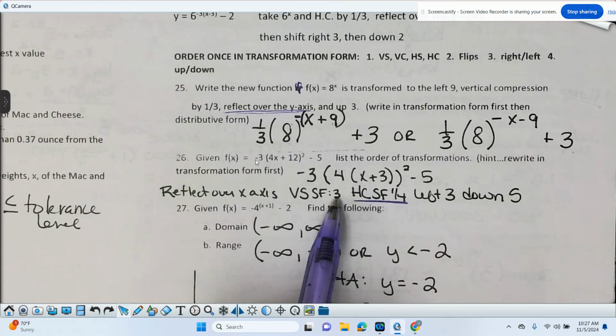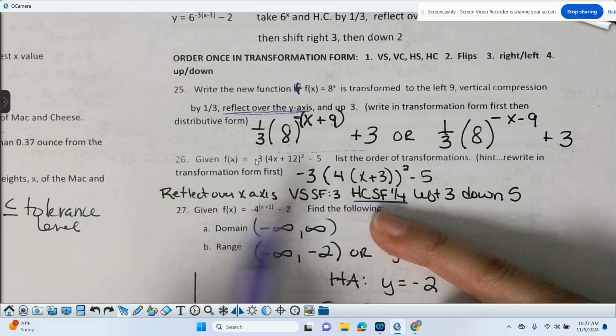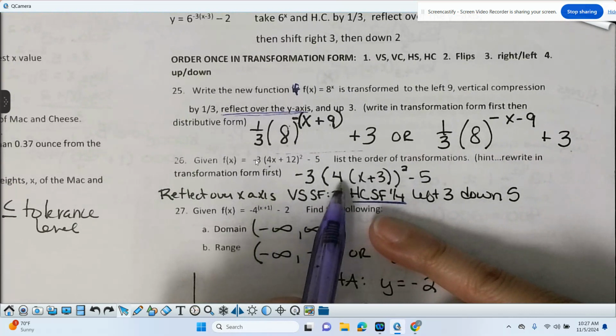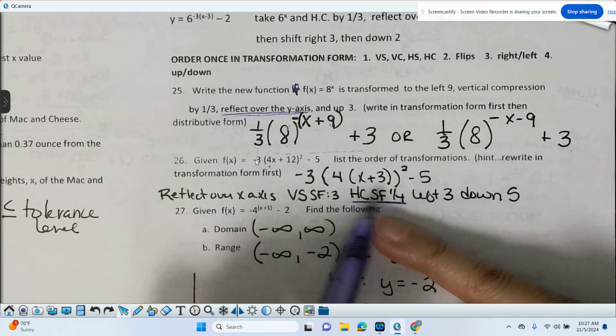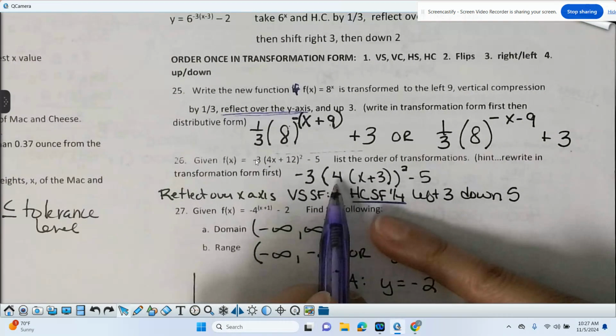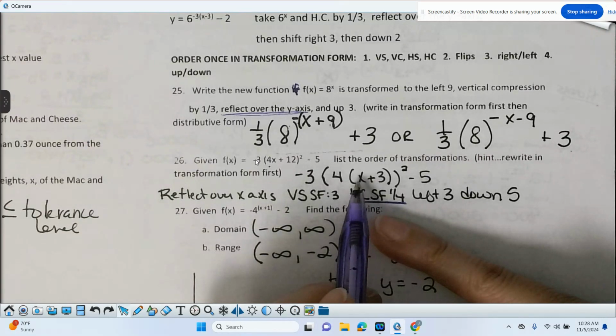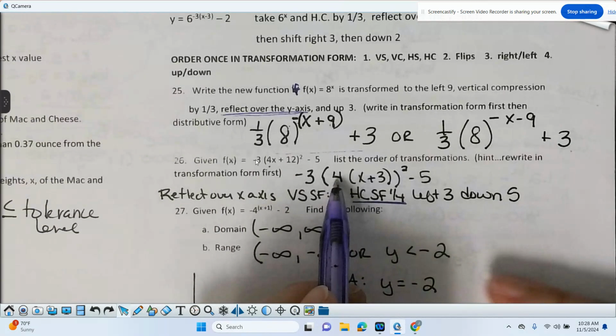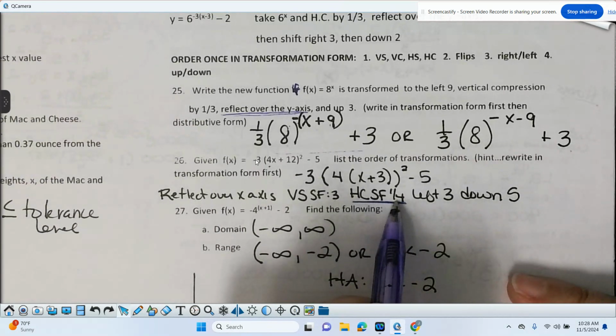Working on the inside here, oh, by the way, the first thing we had to do, sorry, I wasn't paying attention, you have to actually factor that 4 out so that it's just x plus or minus a number. So when I factored that out, this is the equation I'm working with here. All right, so the 4 is inside with the x, so it's horizontal. It's the reciprocal of what I see. So I see a 4, my scale factor is 1/4, that makes it a compression.